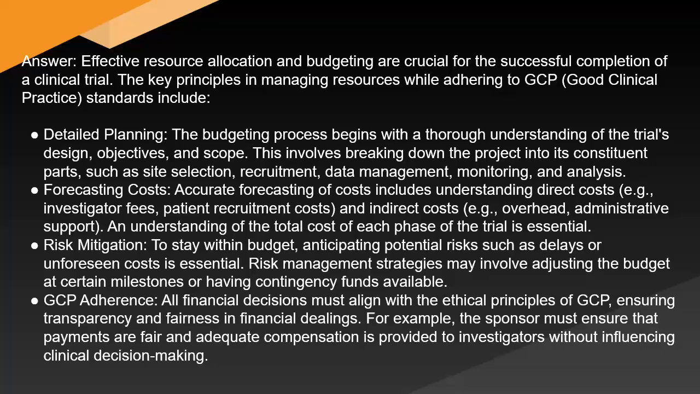The budgeting process begins with a thorough understanding of the trial's design, objectives, and scope. This involves breaking down the project into its constituent parts such as site selection, recruitment, data management, monitoring, and analysis. Forecasting costs. Accurate forecasting of costs includes understanding direct costs, e.g., investigator fees, patient recruitment costs, and indirect costs, e.g., overhead administrative support. An understanding of the total cost of each phase of the trial is essential.